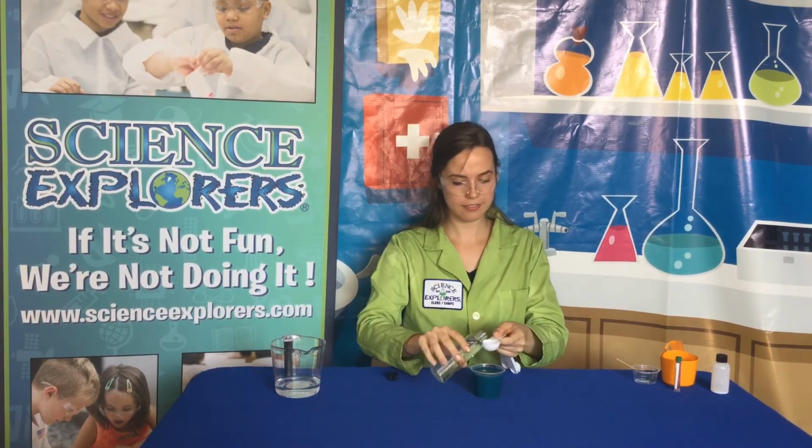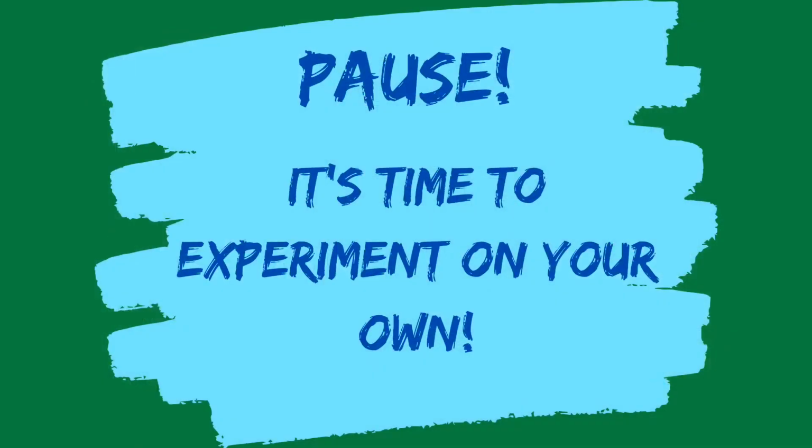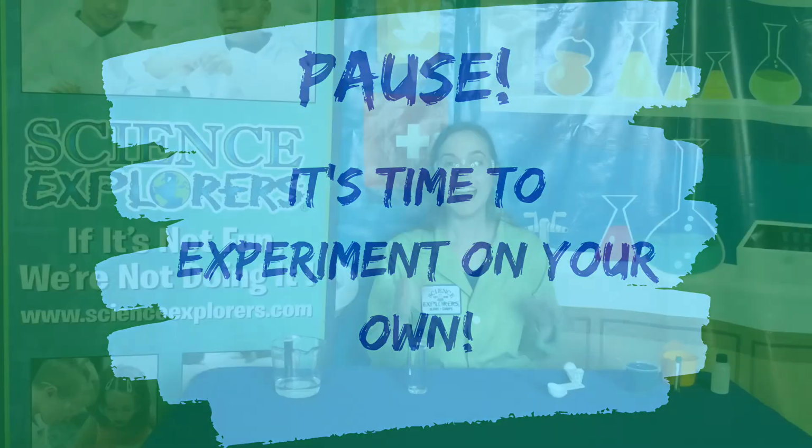Let's try adding some more vinegar and see if we can make it neutral. Pause the video and try it on your own. How much vinegar does it take to make this substance neutral? It takes a lot of vinegar to neutralize the milk of magnesia.